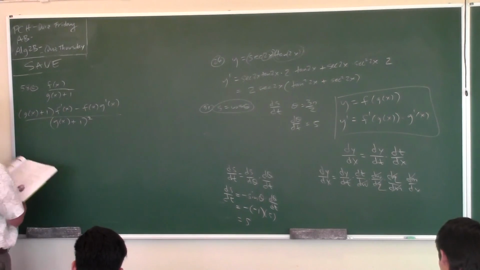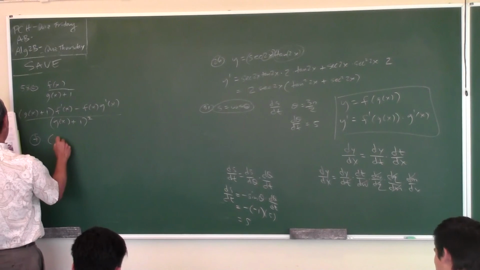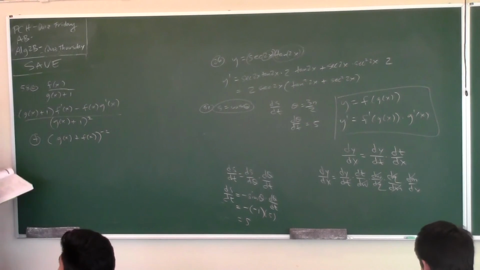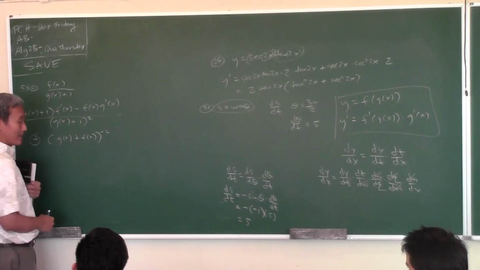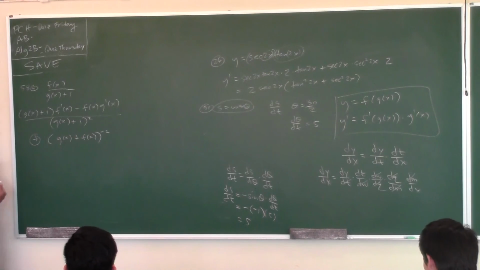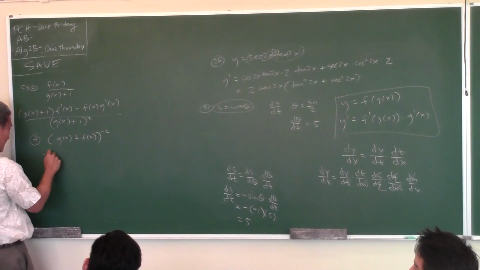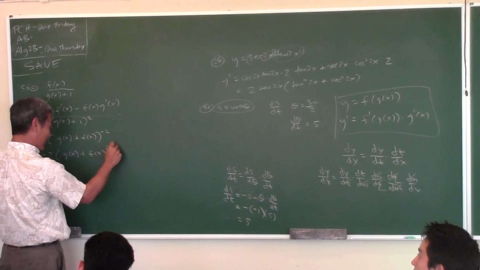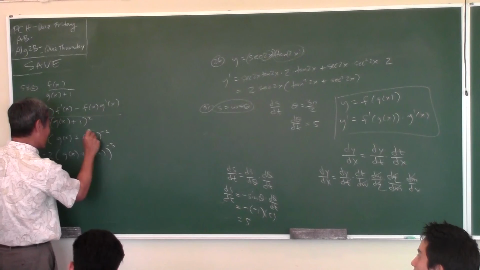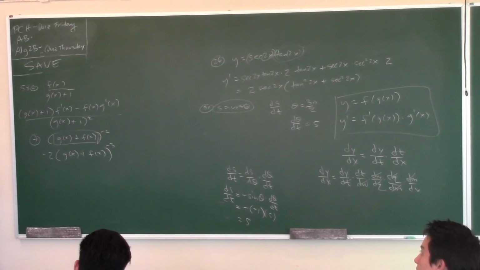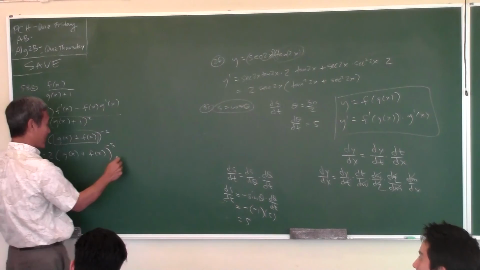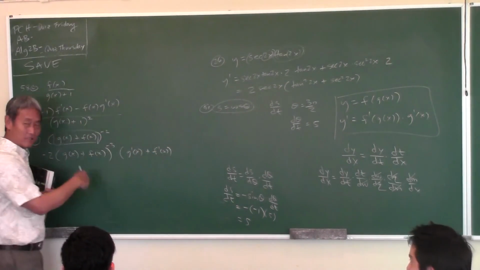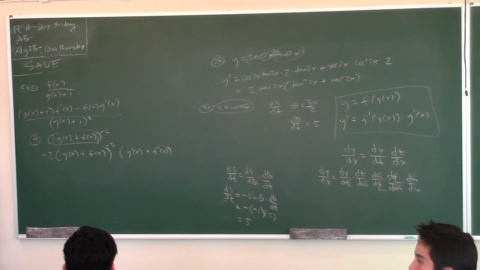Okay, F. Now you have to use the chain rule. You have g of x plus f of x to the negative 2. So what do I see? I see box to the negative 2. Do we know how to do that now, after all the examples we did? Negative 2 box to the negative 3 times the derivative of the box. Now, what's in the box? How do I take the derivative of g of x plus f of x? g prime of x plus f prime of x. And then you just plug in the numbers that they give you and look it up in the chart.